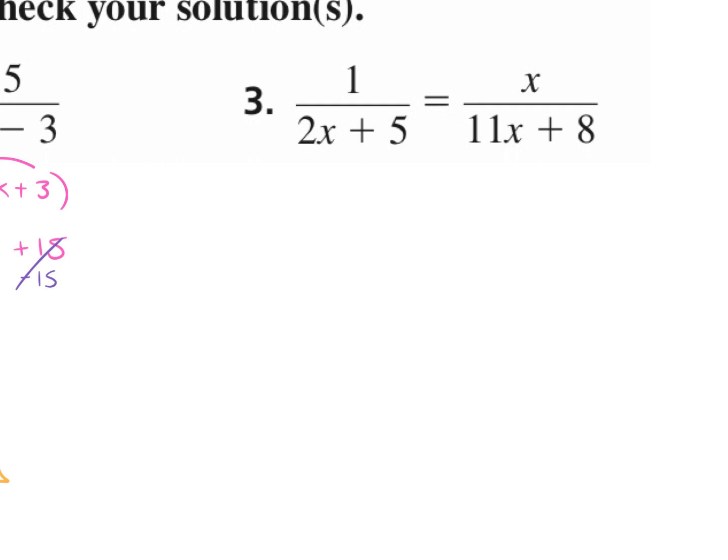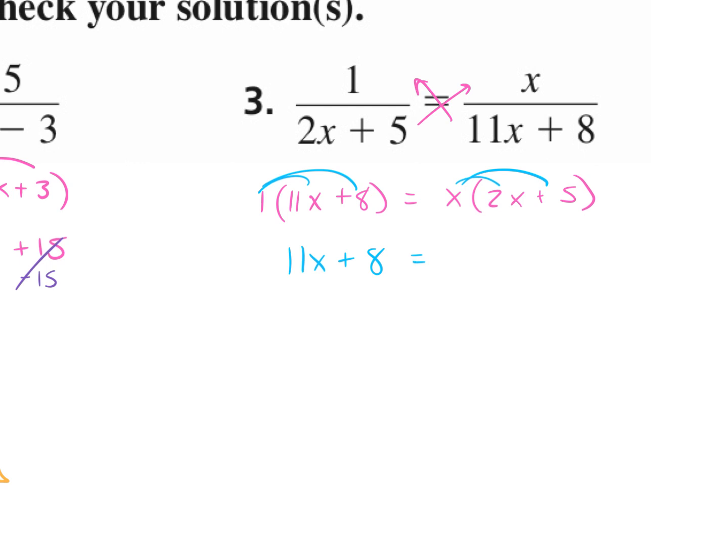Okay, let's look at number 3. What should I do first to solve? Cross multiply. So we have 1 times 11x plus 8 is equal to x times 2x plus 5. What would I do next? Distribute. So when we distribute the 1, it just stays the same. 11x plus 8 is equal to 2. What is x times 2x? 2x squared, plus x times 5 would be 5x.